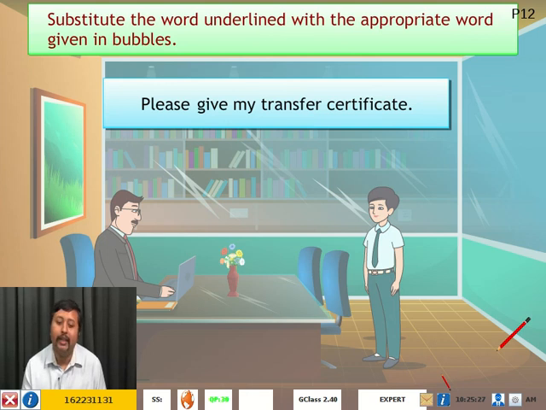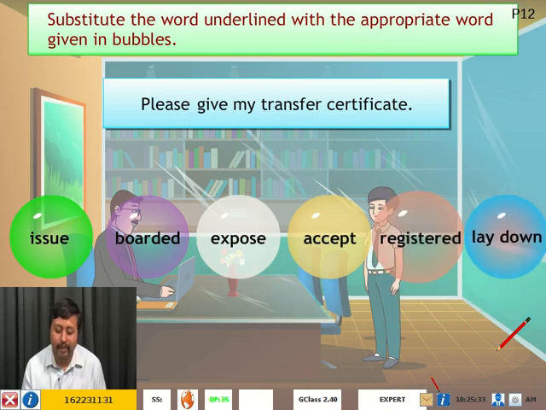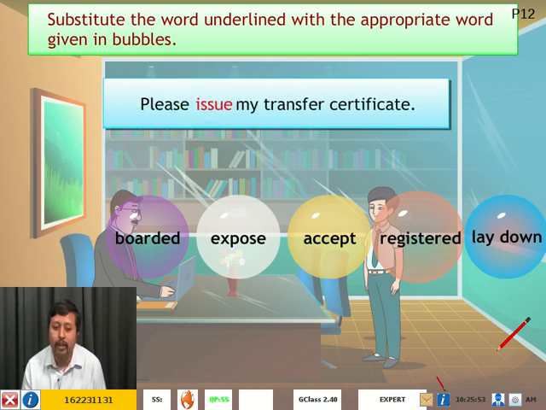All right. Please give me my transfer certificate. Words are issue, boarded, expose, accept, registered, lay down. And what could be the answer? We need to change the word give. When we talk about a transfer certificate or anything like that, what word will we use? Very good. It has to be issue. Please issue my transfer certificate. To give my transfer certificate is not the right expression.